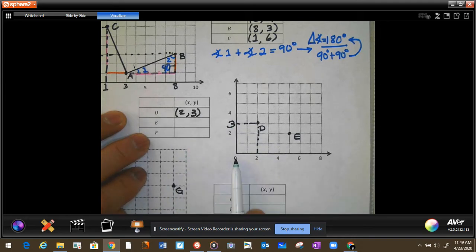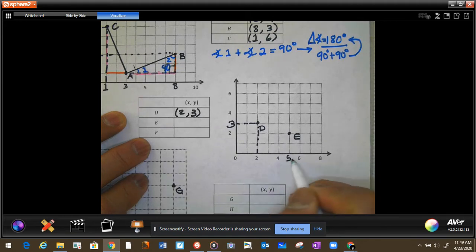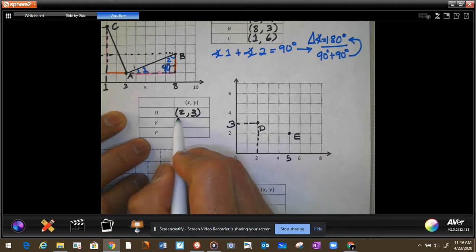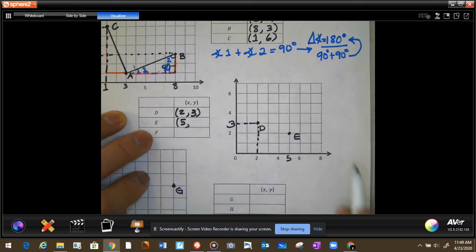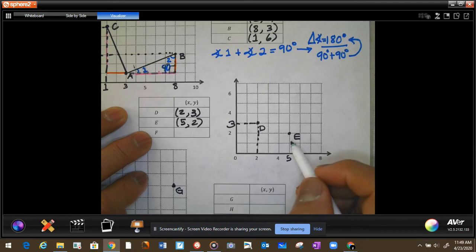The second point is E. That's going to be X. The first coordinate is going to be 5, because it is between 4 and 5. So that's X for E. And we're going to jump to find Y, and Y is 2. Okay, so now we have the coordinate pairs.